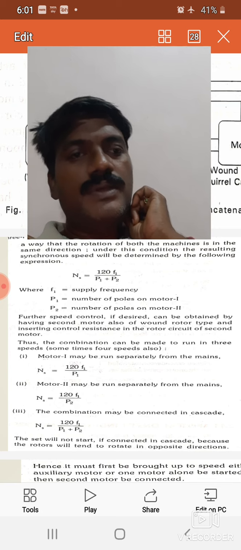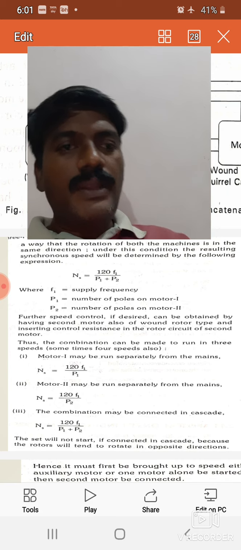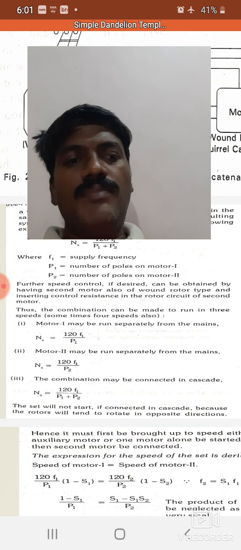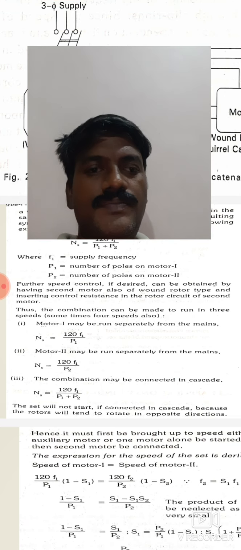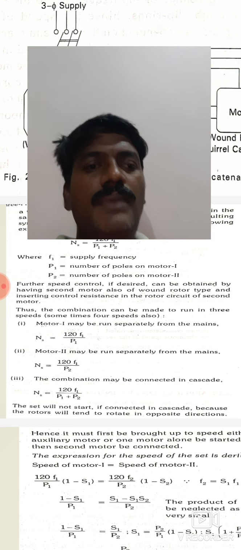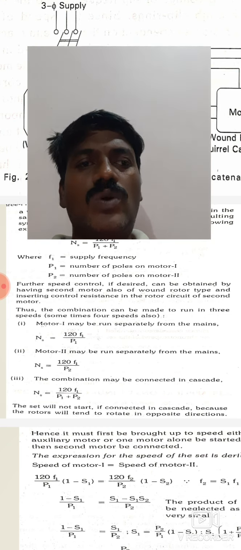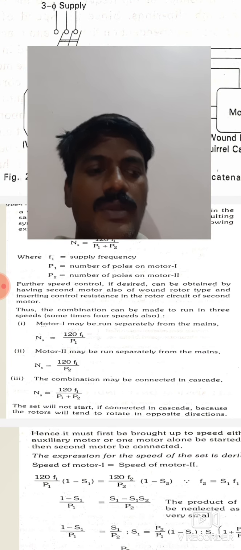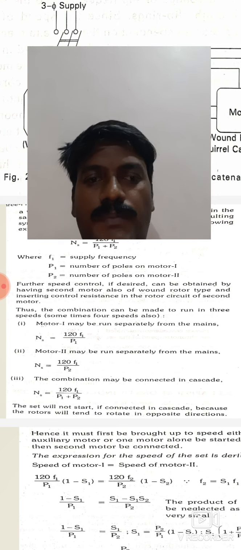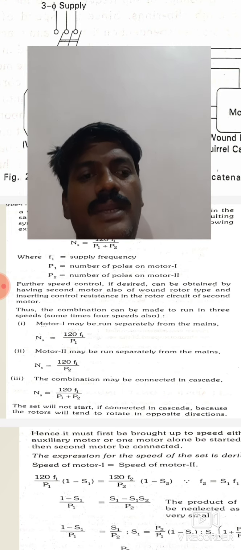Three speeds can be obtained if the second one is a slip ring type. If it is a squirrel cage type, only 2 speeds, right? Thus, the combination can be made to run at 3 speeds. If motor one is run separately from the mains, then Ns equals 120 into F1 by P1. If motor 2 is run separately from the mains, N equals 120 F by P2. The combination connected in cascade gives 120 into F1 by P1 plus P2.